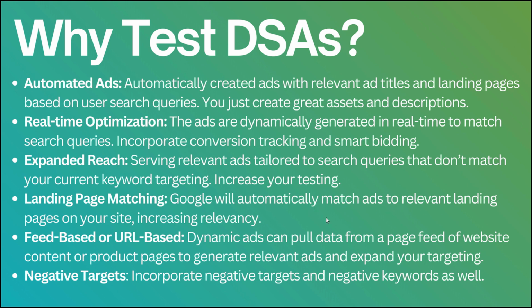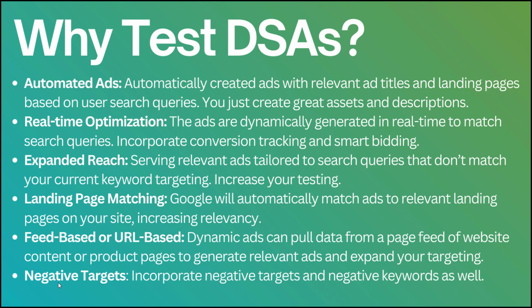So that makes it as relevant as possible. When people are typing in very specific searches about specific hotels or products, as in the example I used before, you're able to drive people to those landing pages. All you really have to do is set up your dynamic ad targets. You could use a feed-based or URL-based targeting structure, so you could create a page feed. I'll go over that a little bit later in the video, using your website content or your product pages to generate the most relevant ads.